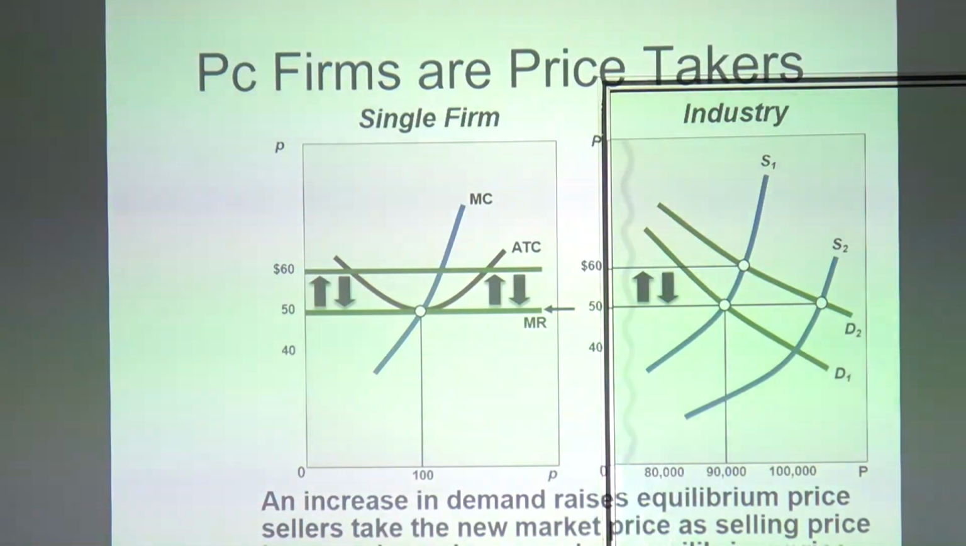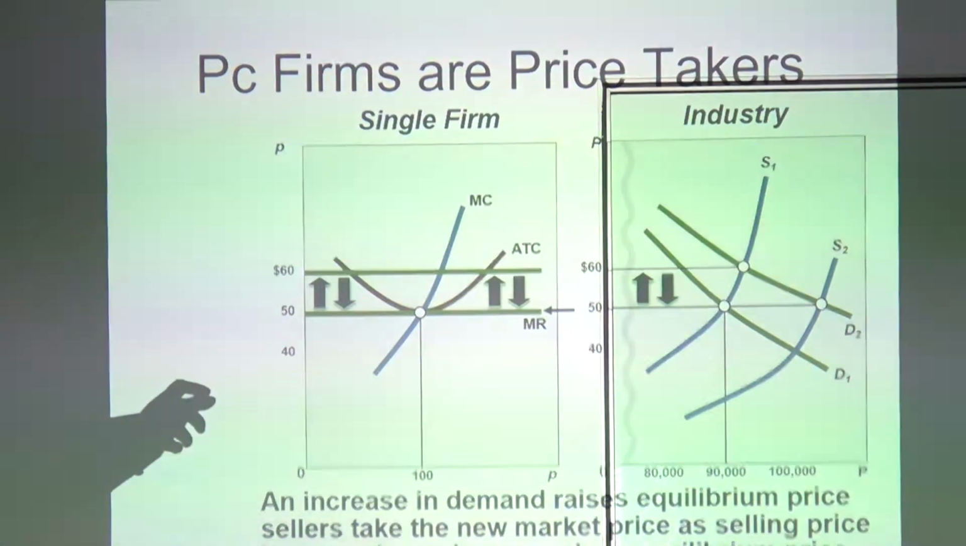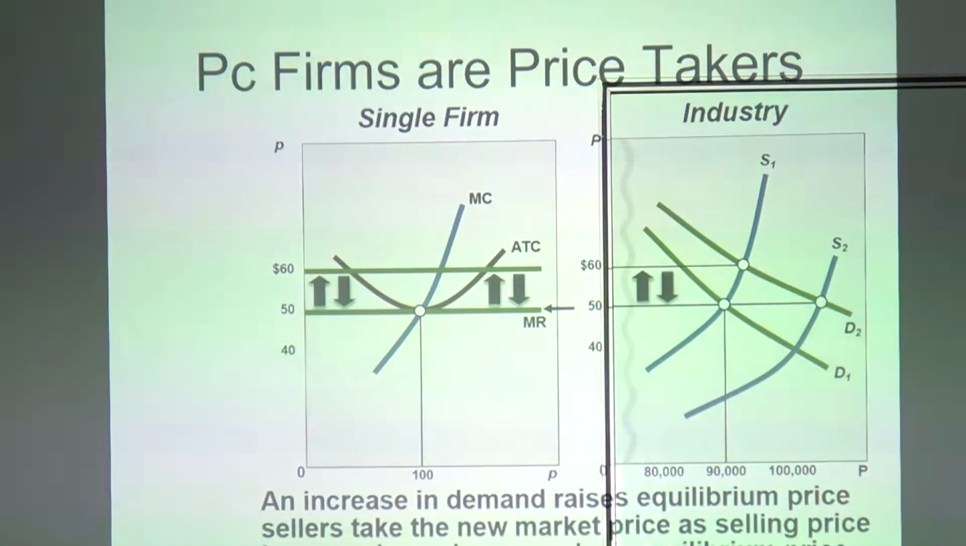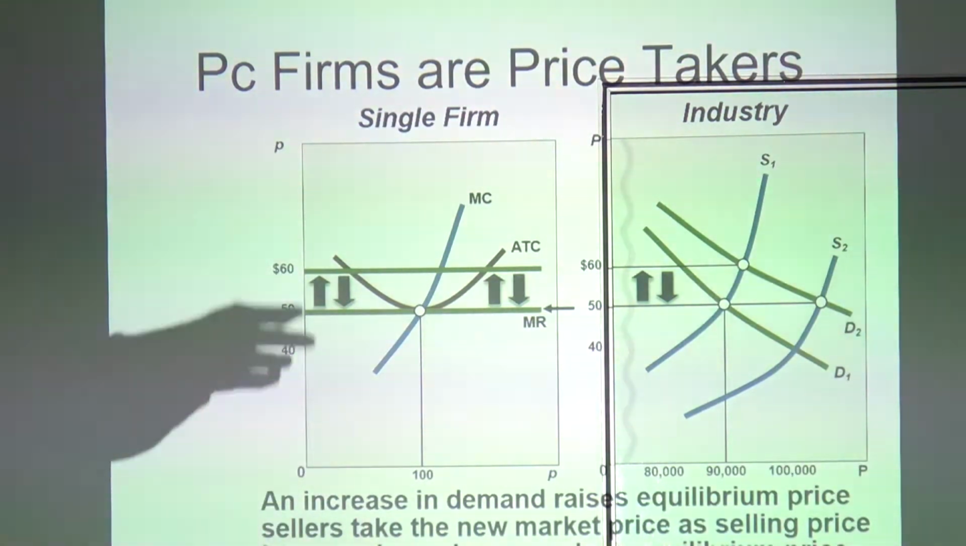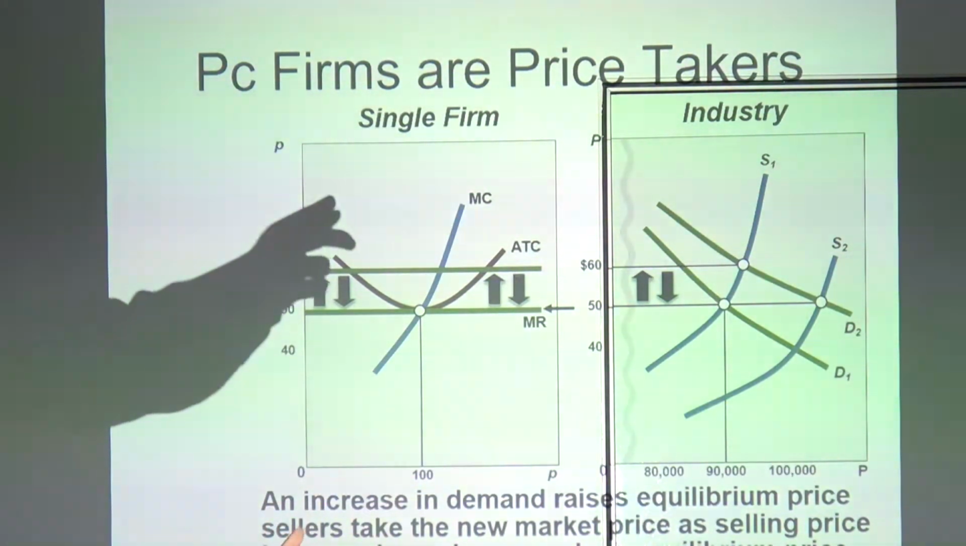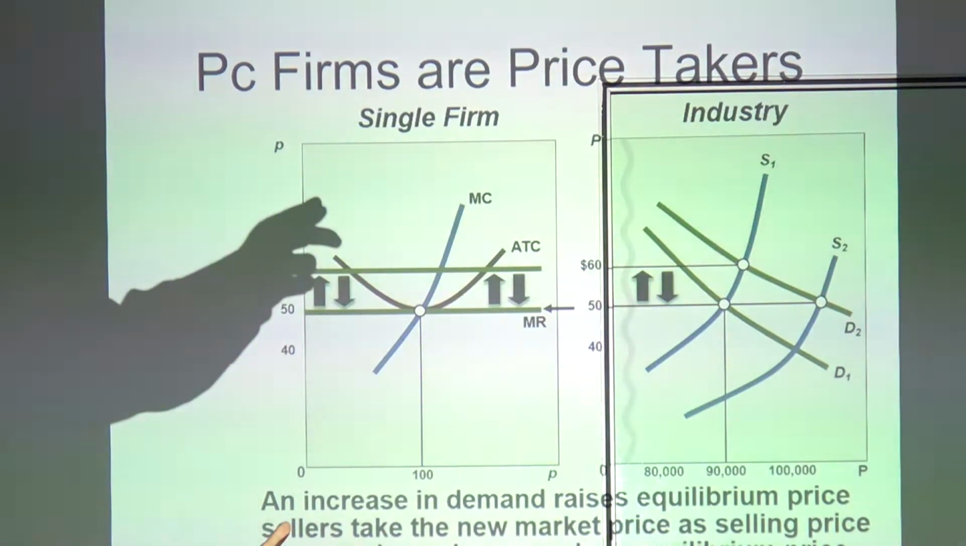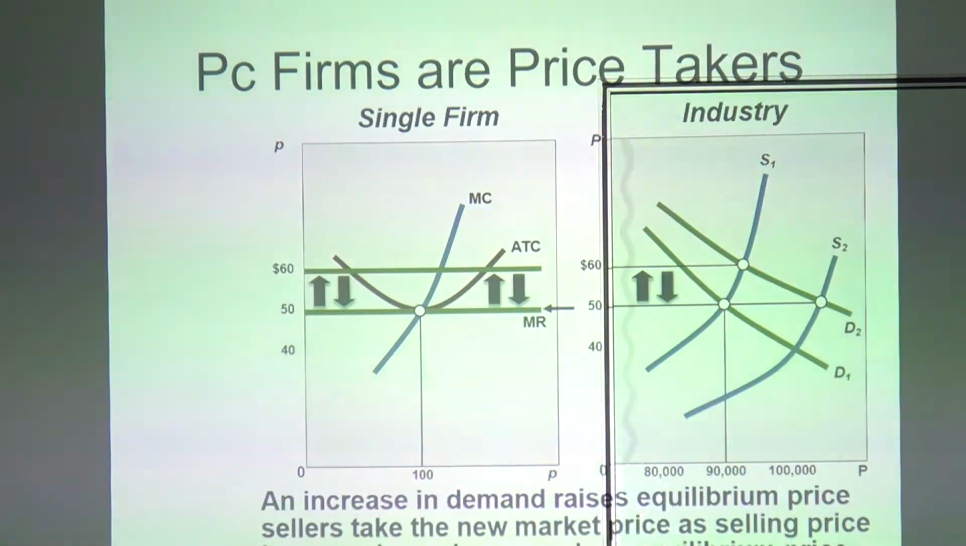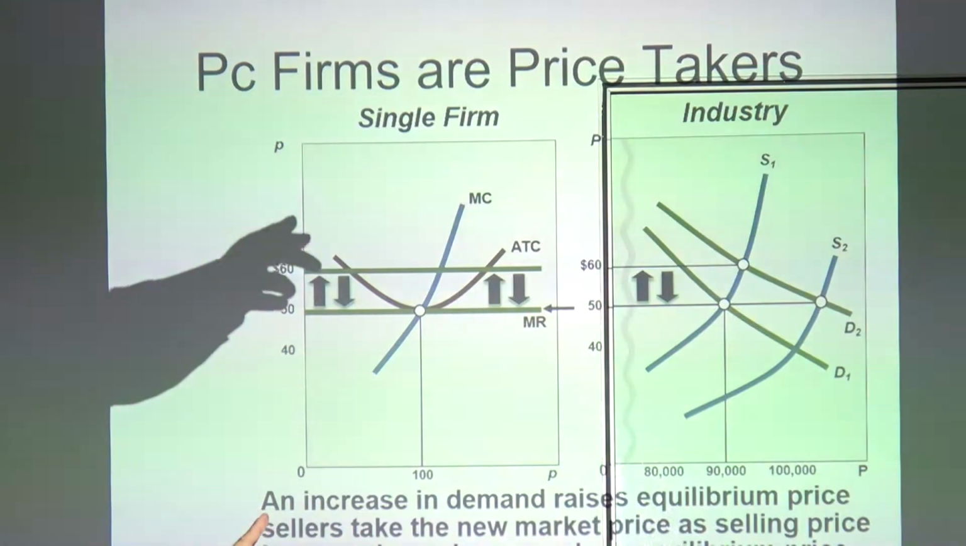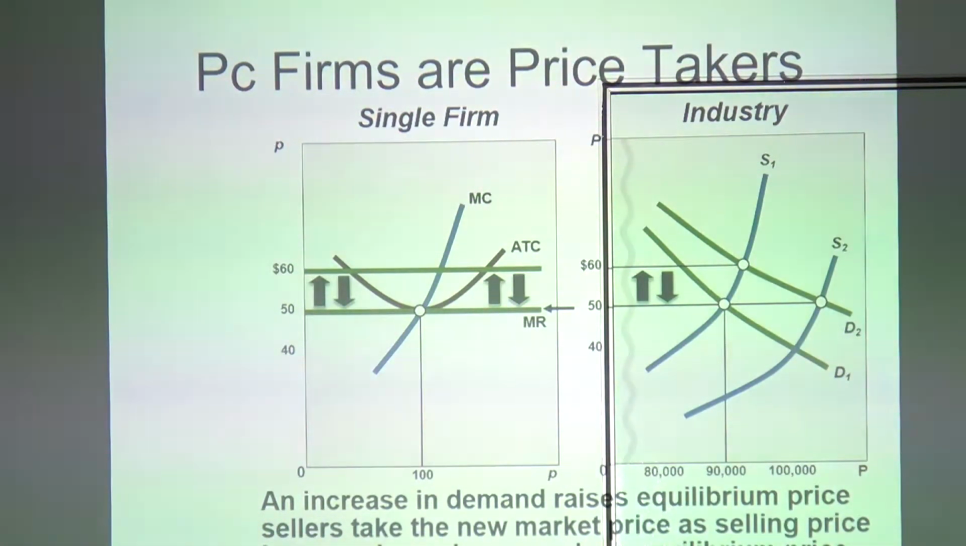So what I'm trying to highlight here is that the firms in a purely competitive market will take whatever the market equilibrium price is as their selling price. Changes in market demand and market supply can influence the equilibrium price, and therefore can influence the price that the firm will take as their selling price.